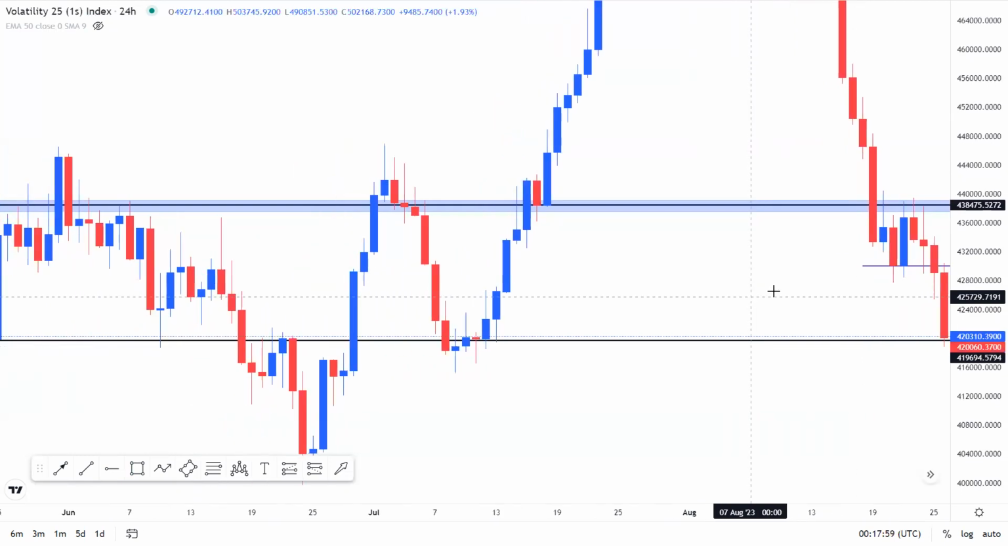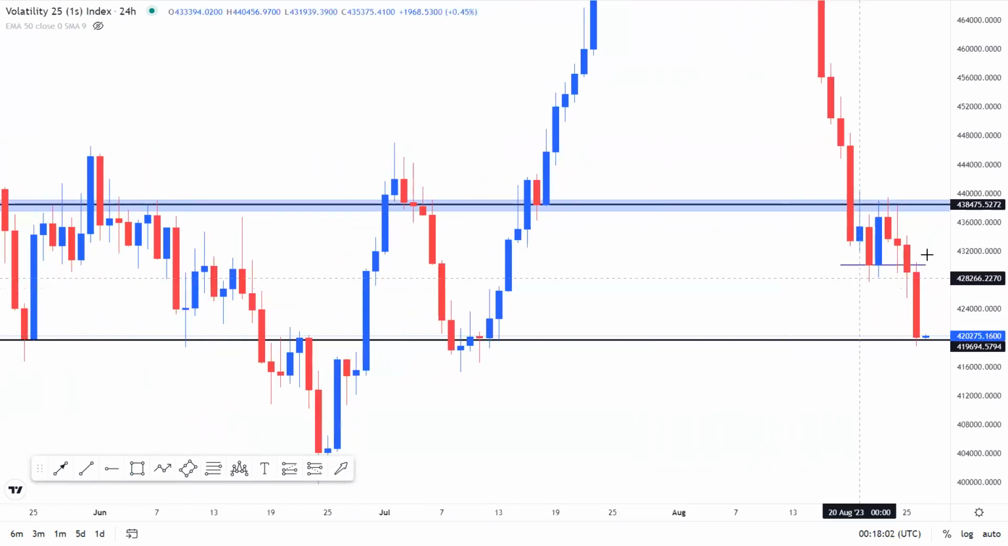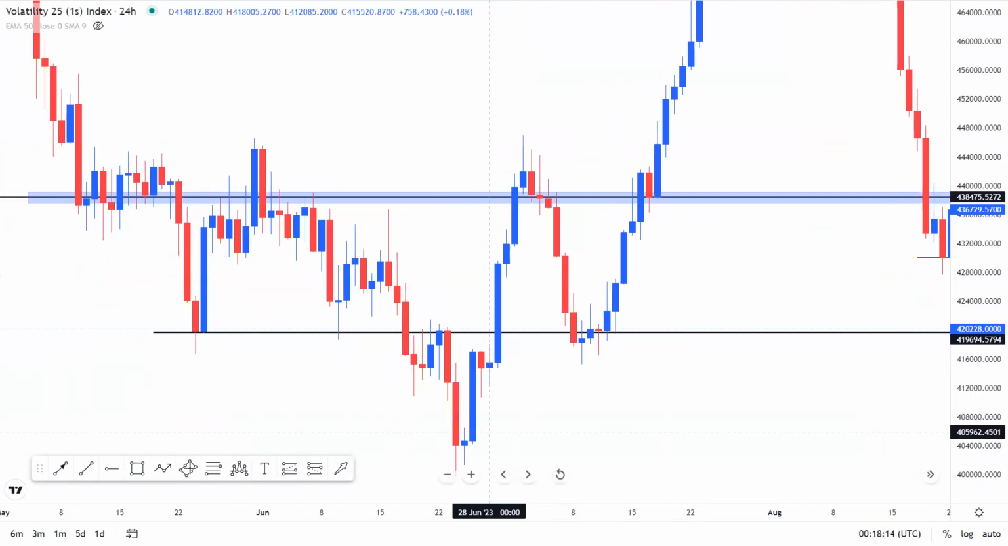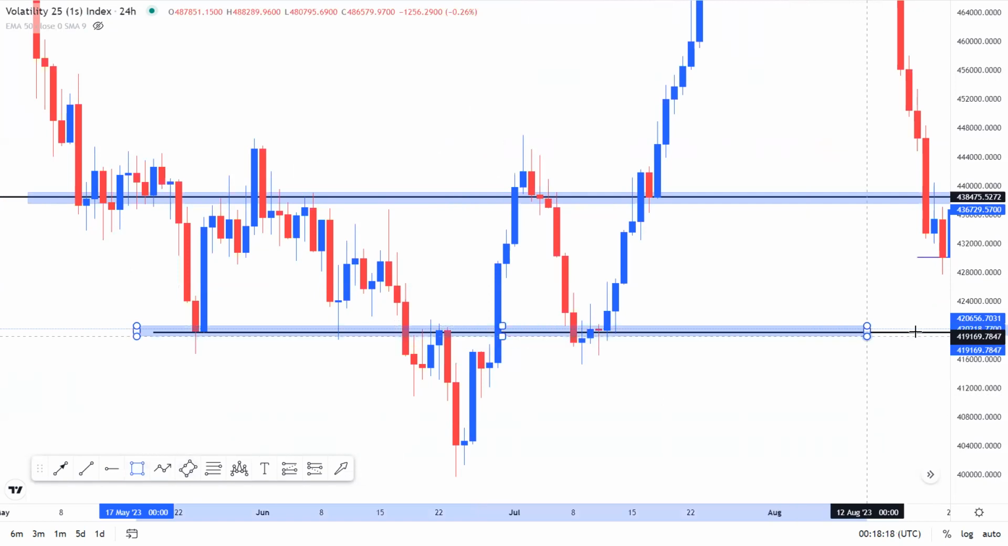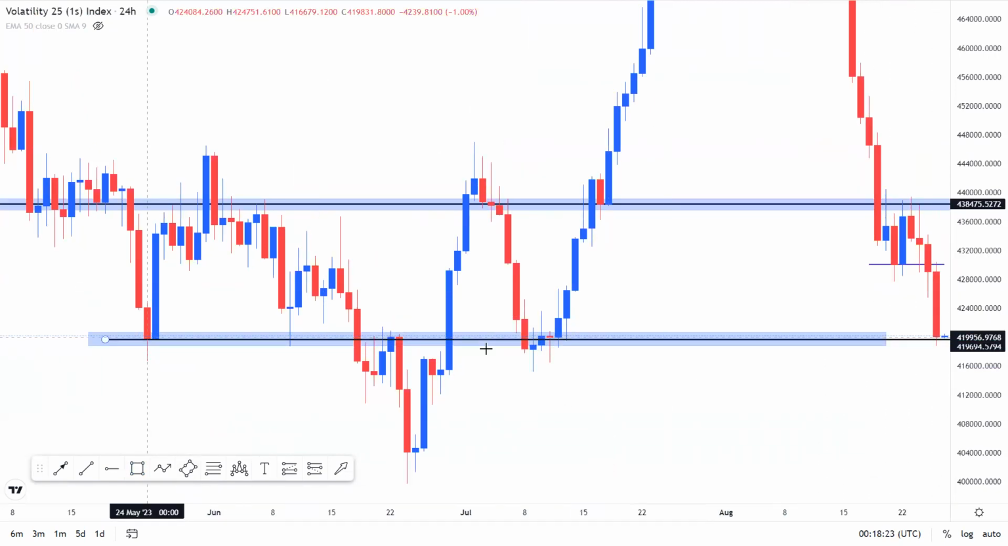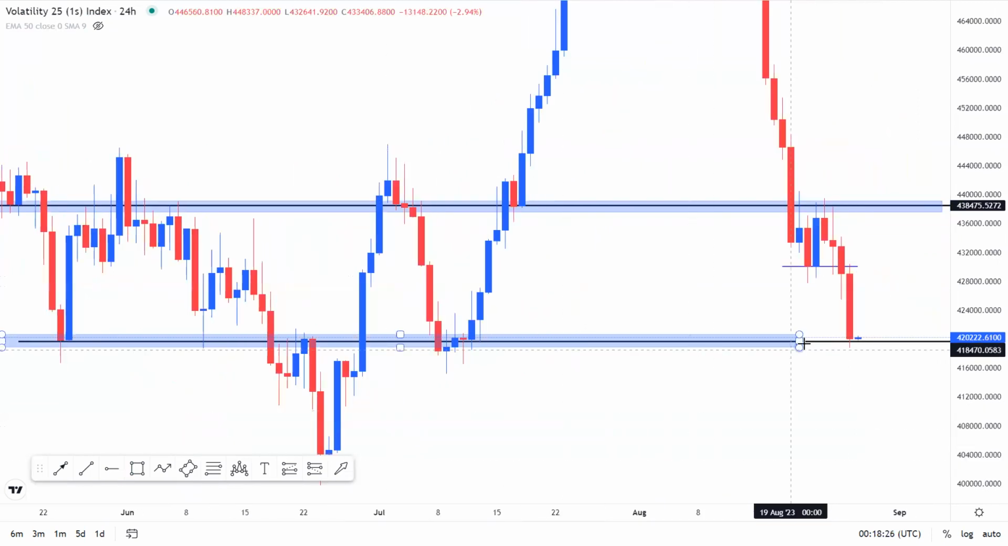Now I'd established that we had broken out of a daily range as soon as we had this daily bearish candlestick close 2 days ago. And then I quickly identified the next level for Volatility 25, and that would be this very key level right about here.